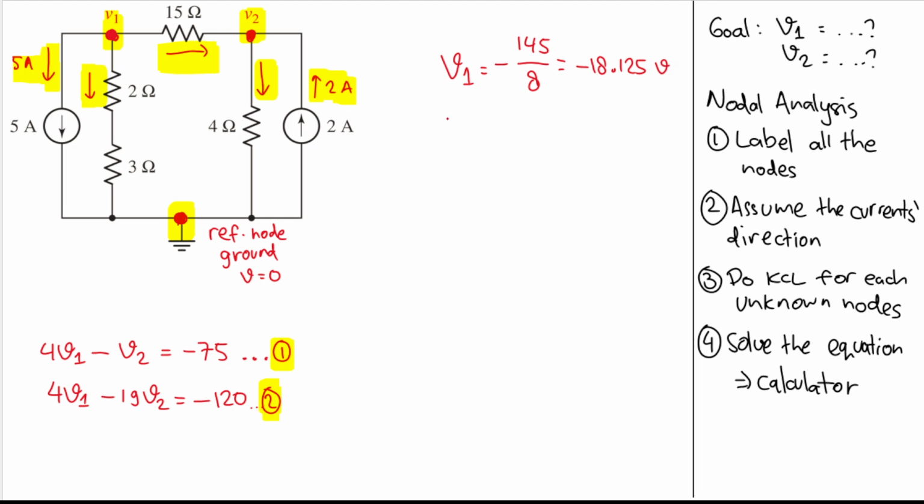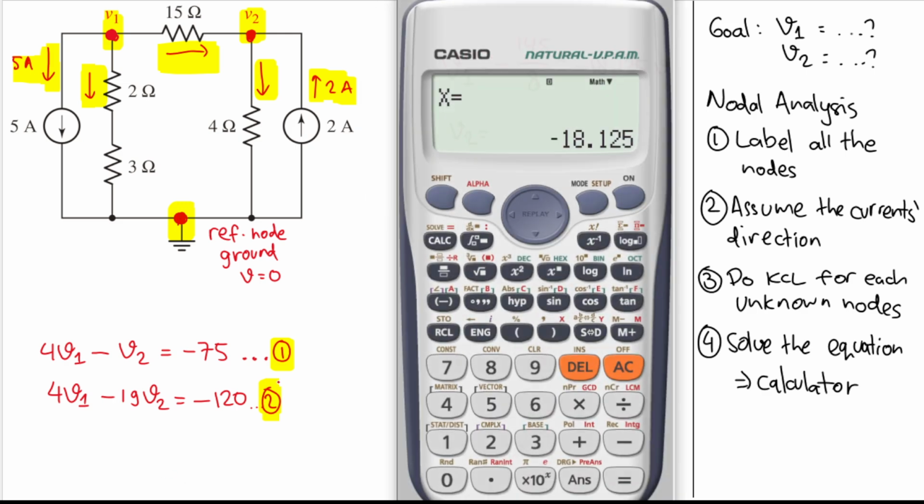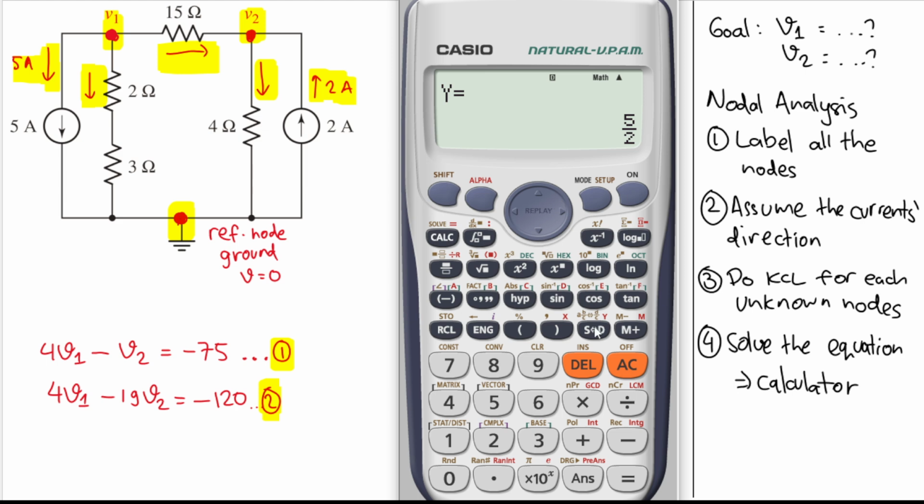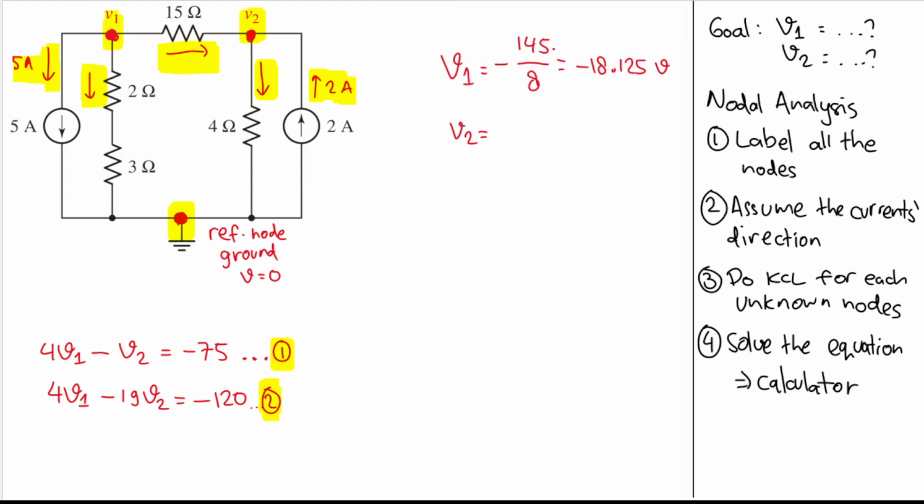But then we need to find out what V2 is, which is the y value of this equation. And that will be 5 over 2 or 2.5. And the unit here is volt. And so we have achieved our goal, which is to find out V1. And that is this value here. And also V2, which is this value here.